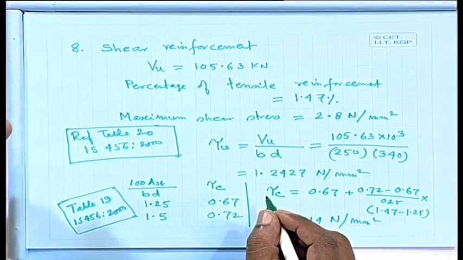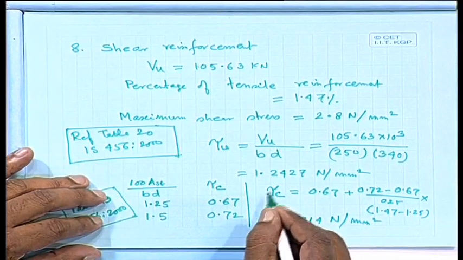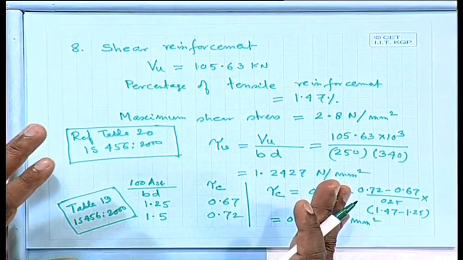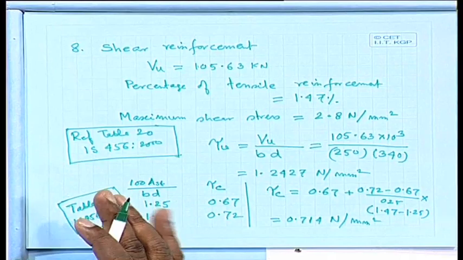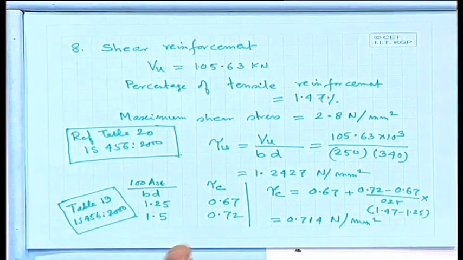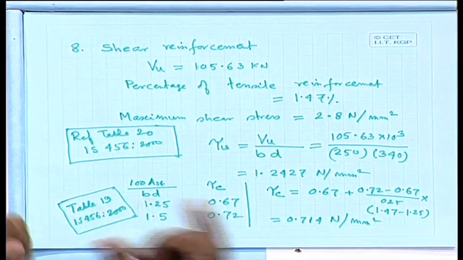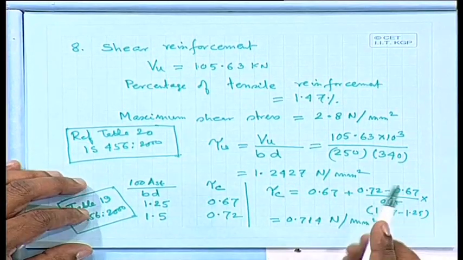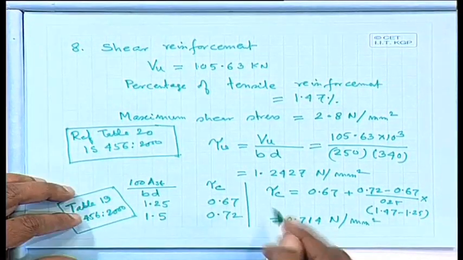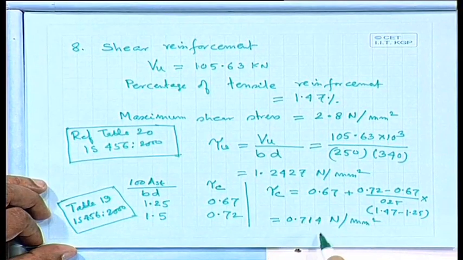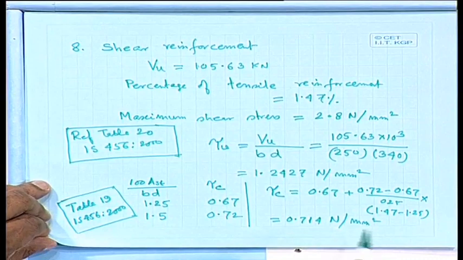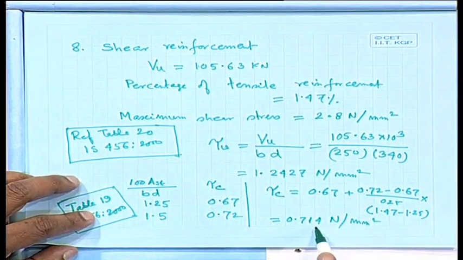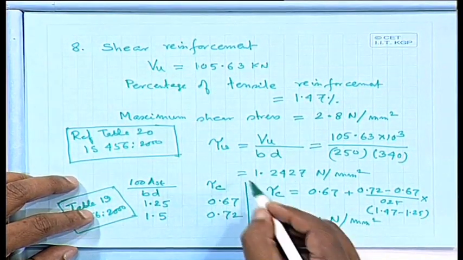The shear stress, this portion, tau C times BD, whatever shear force we get, will be taken care of by the concrete, due to aggregate interlocking, compression of the concrete zone, and also the dowel action of the tensile reinforcement steel. So, that composition total we get from table 19, and here tau C equals 0.714 Newton per square millimeter, which is less than tau V, the one we have computed.